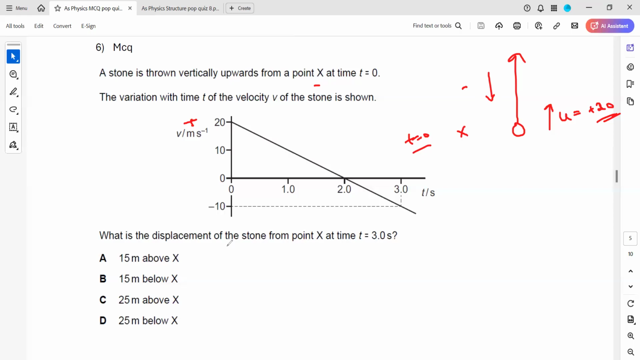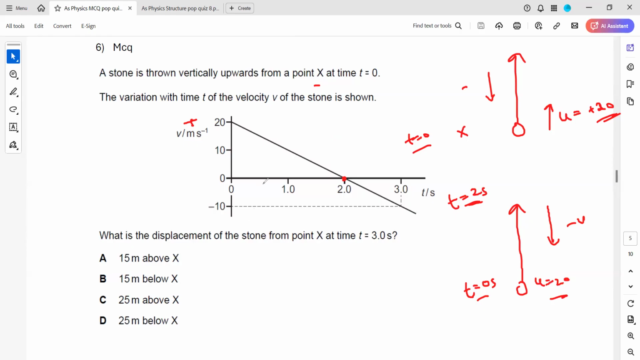Now, if we want the displacement, we can use the area under the graph. When we throw this vertically upward, the time is 0. When time is 2 seconds, it reaches the maximum height. And then it is coming down. As you can see, the velocity is negative. It means this final velocity is minus v and the initial velocity was u.